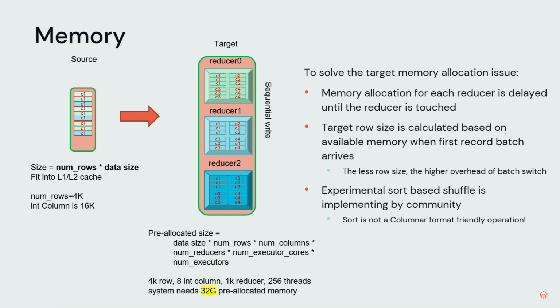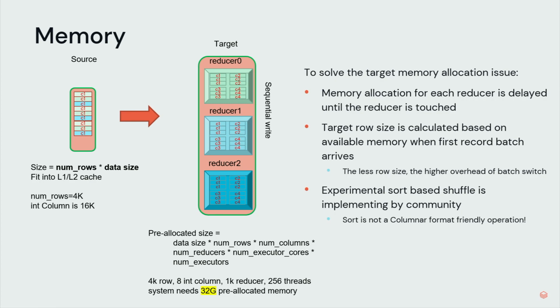And on the reducer side, the problem is that we need to pre-allocate the memory. The size is the column data size multiplied by the row number, multiplied by the number of columns, multiplied by the number of reducers, and then multiplied by the executor cores of the system, that is the number of executors. For example, if we have 4K rows, 8 int columns, 1K reducers, and 256 threads, it leads to 32 gigabytes of total memory. So it increases very, very fast. It's multiplied over all these factors.